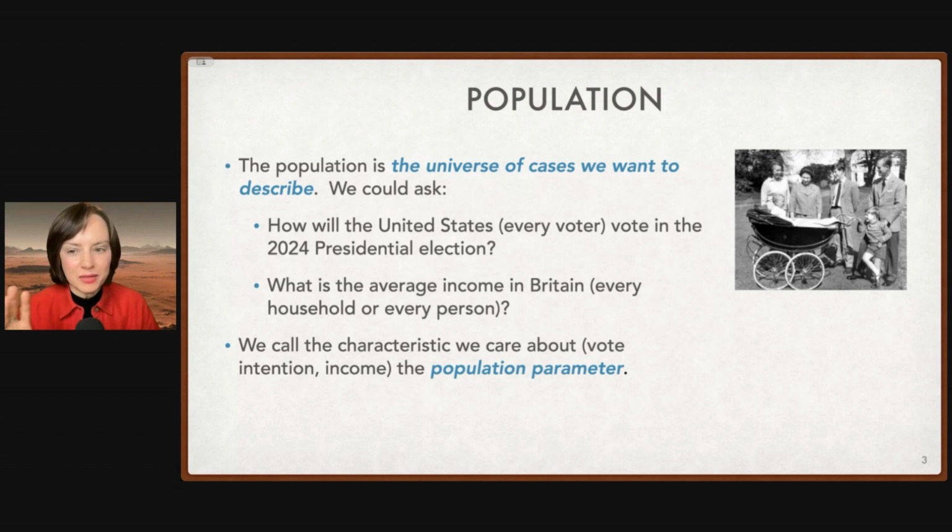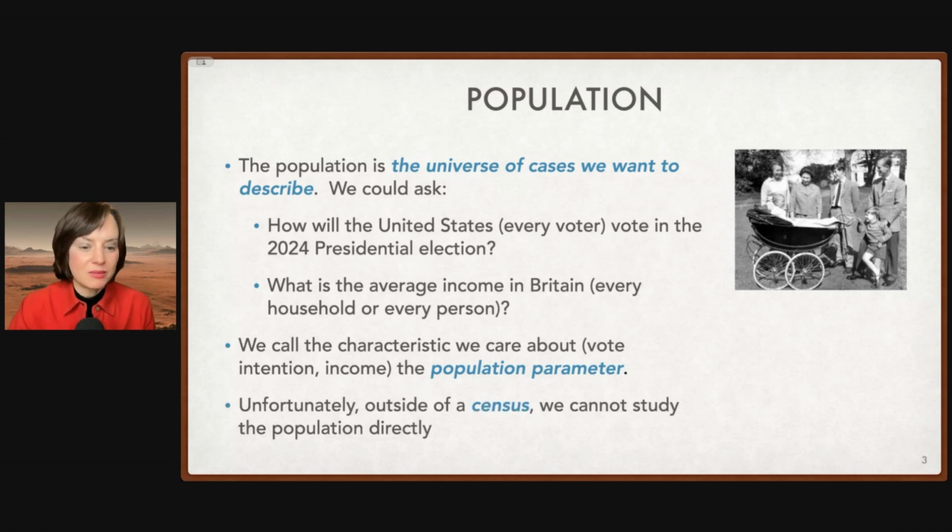We care about the population, generally speaking. What does the population of all Americans think? What does the population of all Europeans think? What does the population of all dogs in Manhattan think, hypothetically? And the thing that we care about them, so their vote intention, their income, if they're dogs, their ability to retrieve, we call that the population parameter.